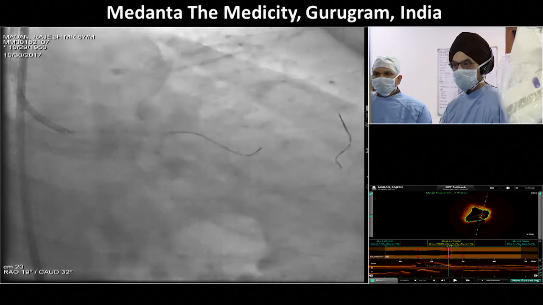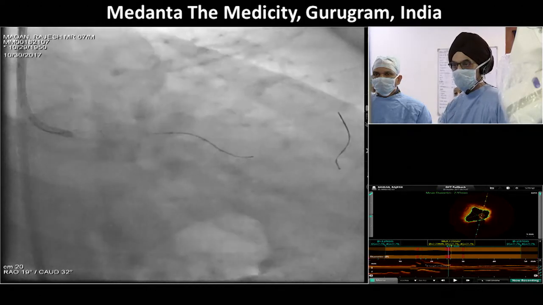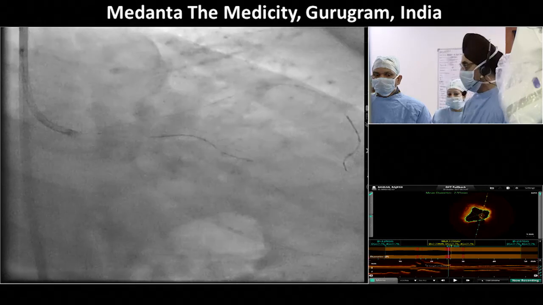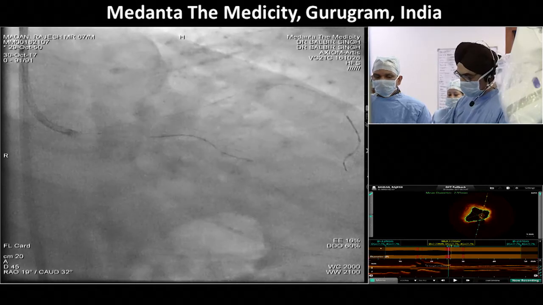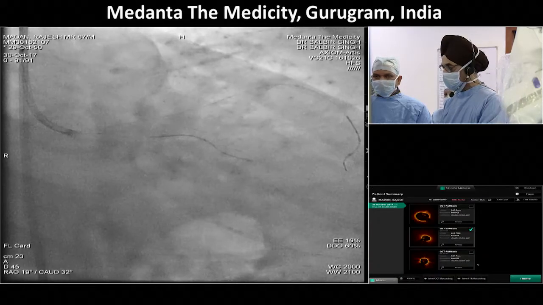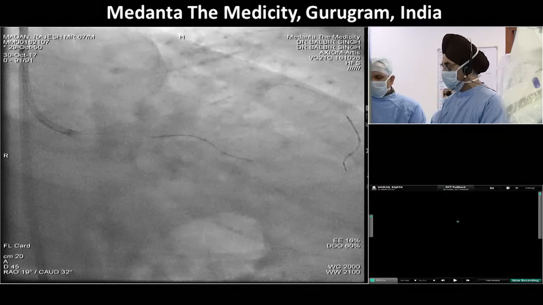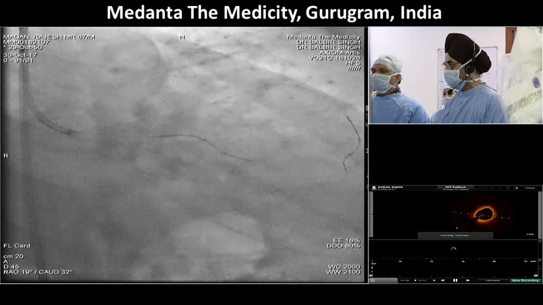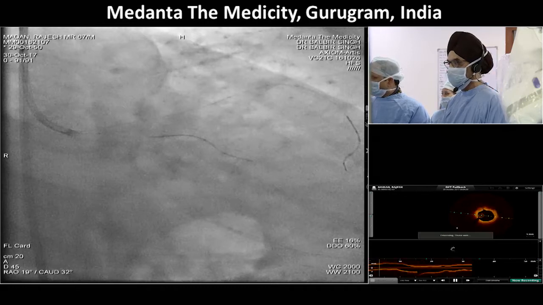So, Dr. Singh, can you share with us your thoughts about what you saw on the OCT? How does it help you with the intervention? Meaning, you have a 34 to 38 mm lesion, and the distal reference diameter looks about 3.5, but the left main is about 5. Are you using one stent, two stents?